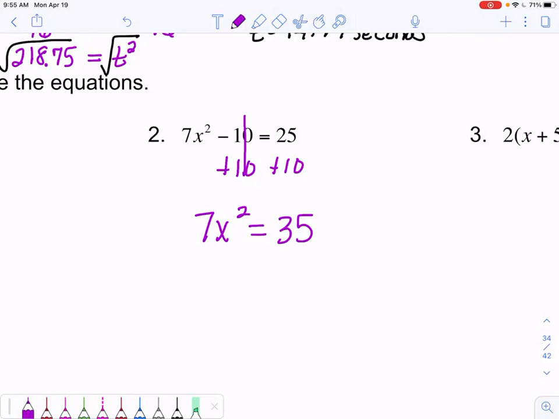So we have 7x squared. So what would you do next? Before that, what's in front of the x squared? There you go. Do you know what 35 divided by 7 is? 5, yeah. And then TJ, you would square root.